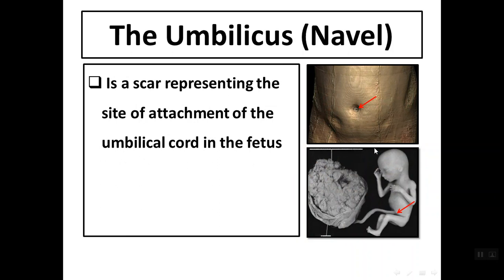The umbilicus, or another name, the navel or belly button, is a scar representing the site of the attachment of the umbilical cord. This is the umbilical cord extending from the placenta toward the anterior abdominal wall. So the site of the attachment of the umbilical cord to the anterior abdominal wall in the fetus is the umbilicus. It is situated in the linea alba at the midline.